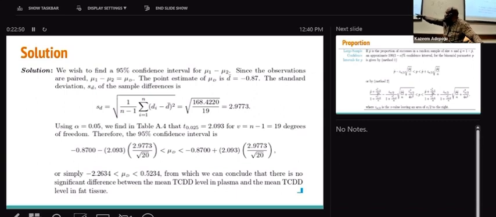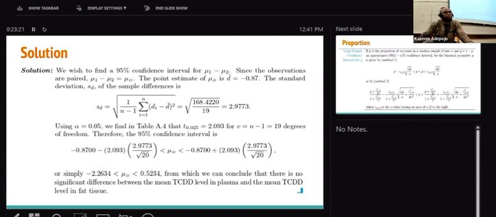Now look at what I got at the end of the day. How do we interpret it? When you are interpreting a confidence interval, you shouldn't base that on the sample. You're going to base that on the population. Look at what I said, from which you can conclude there's no significant difference between the mean TCD level in the plasma and the TTC level. Did I say for the sample? Now, what am I doing here?